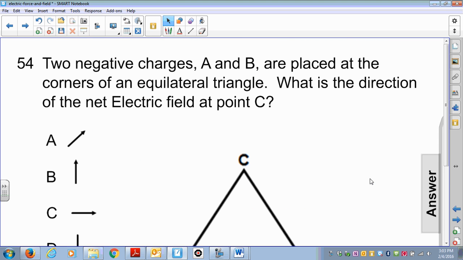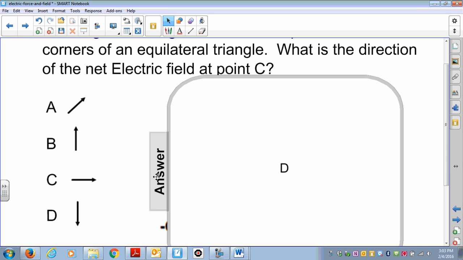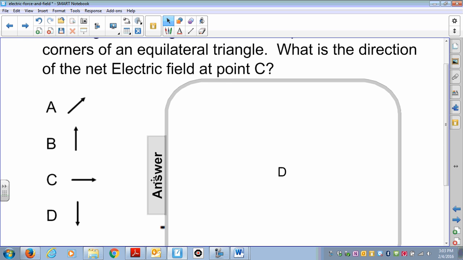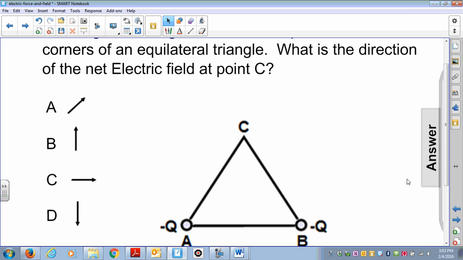Okay, two negative charges, A and B, are placed at the corners of an equilateral triangle. What is the direction of the net force at point C? Go ahead and pause the video if you need to. Okay, so let's take a look and see if you have the correct answer. Hopefully you didn't choose B, but you chose D. Remember, these two charges are negative. Their electric fields are going to go inward towards the charges, not away from the charges.